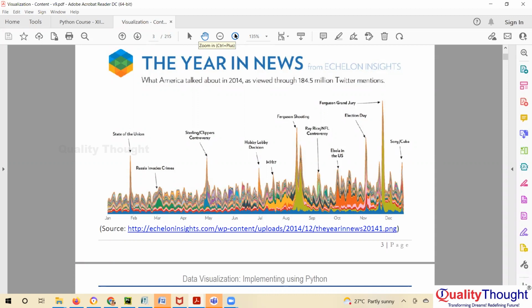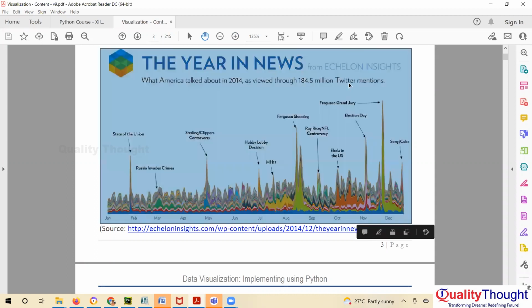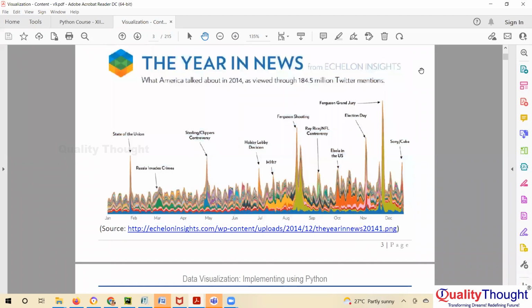Right. So if you see, you know the source also. What is the source of this data? Twitter. Yes, sir. And Twitter mentions, meaning the at-the-rate sign. So totally, just in America, this is only about the US, they had 184.5 million tweets.